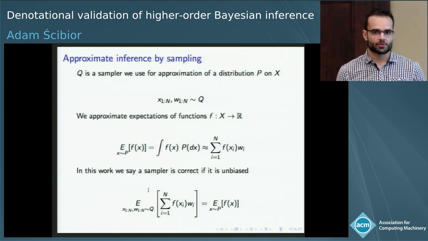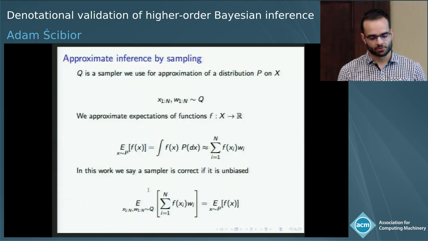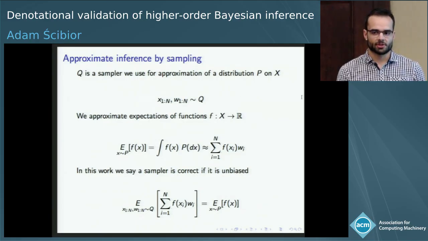And the kind of approximation we'll be looking at here is approximation by sampling. A sampler, denoted by Q here, is just a tractable distribution over values x and weights w. By tractable, I mean one that we can sample from efficiently. So think of it as a probabilistic program that doesn't have any conditioning in it, so you can just execute it with a pseudo-random number generator, and it spits out the samples.